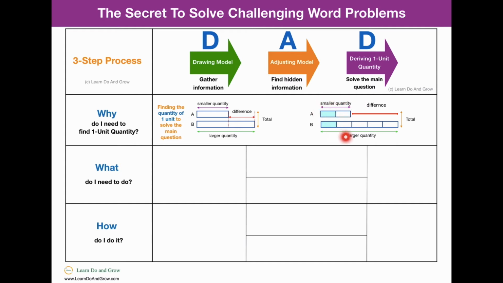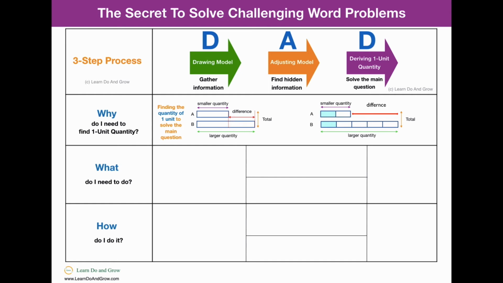What if the question asks you to find the larger quantity? We do the same. So how many types can they ask in this model? They either ask you to look for the total, the smaller quantity, the larger quantity, or the difference. So you see, any complex model can be broken down into this type.